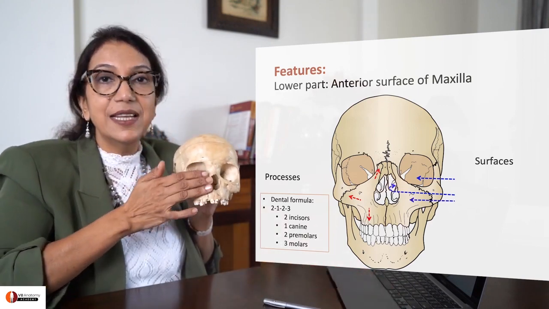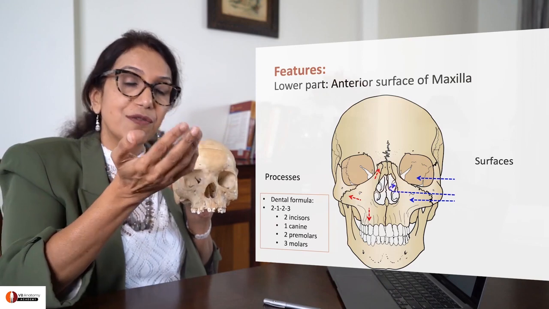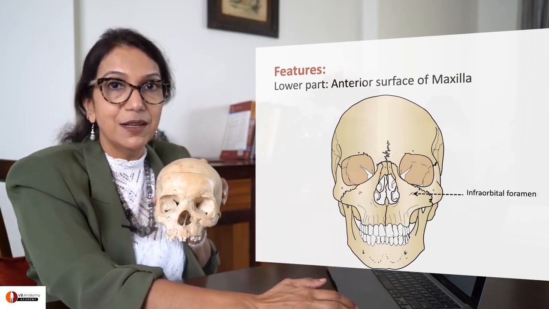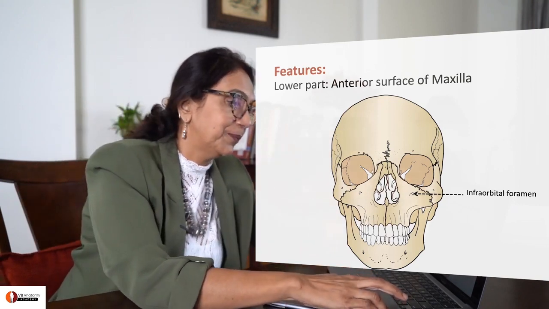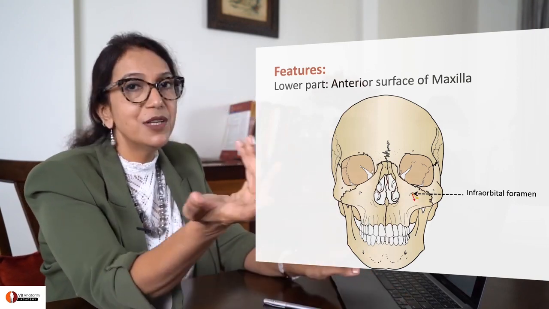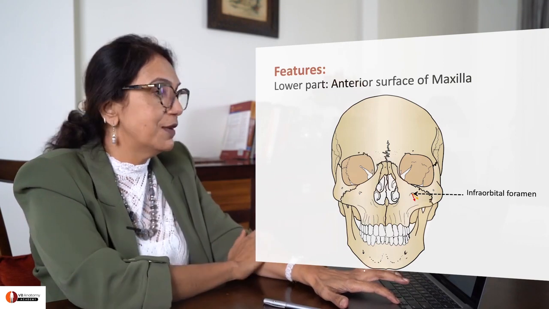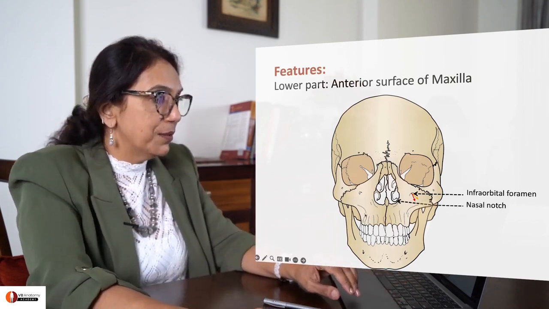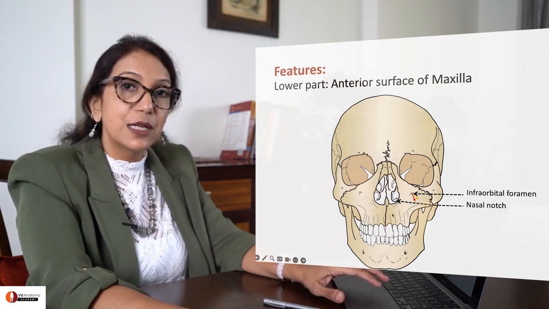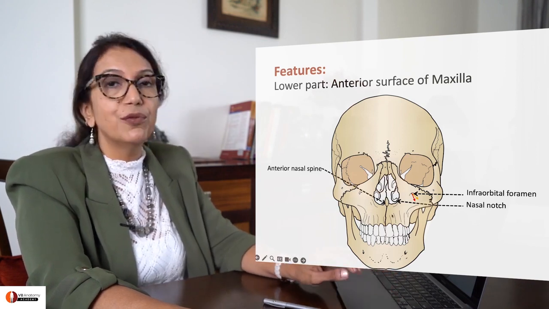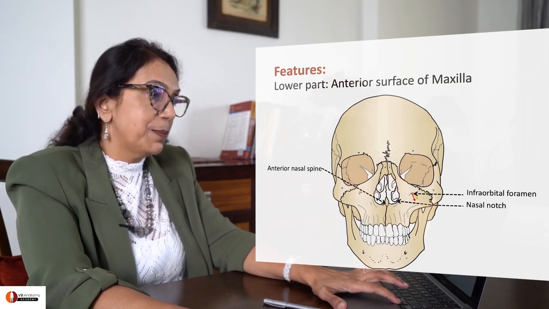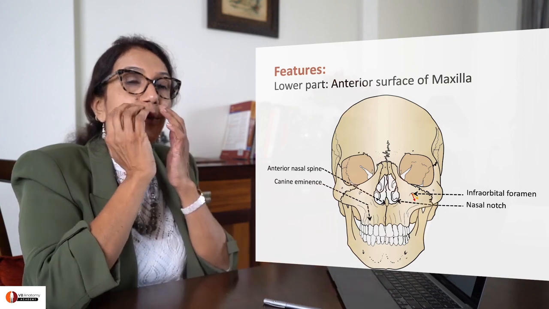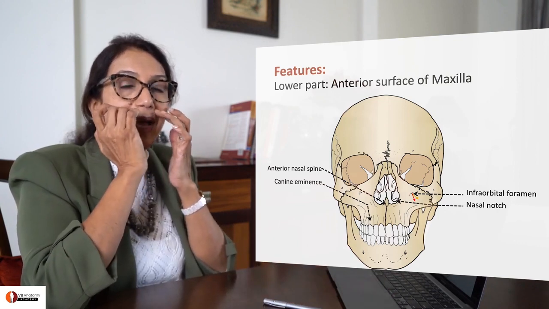This here is the anterior surface of maxilla, which of course shows you your favorite foramen, the infraorbital foramen, from which we know the nerve and vessels emerge. Medially, the maxilla is limited by the nasal notch, which unite to form the anterior nasal spine.